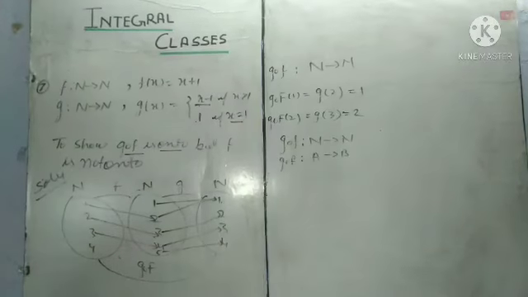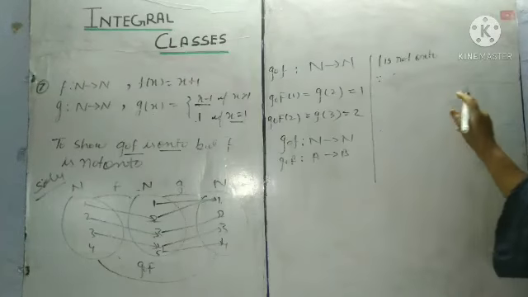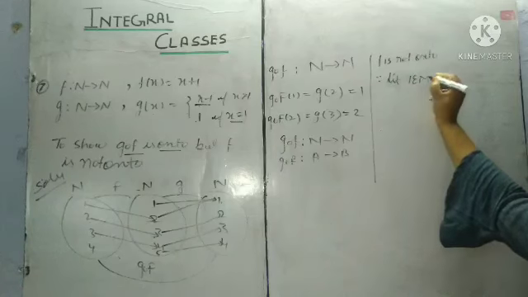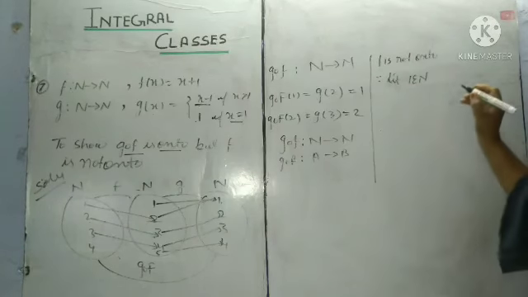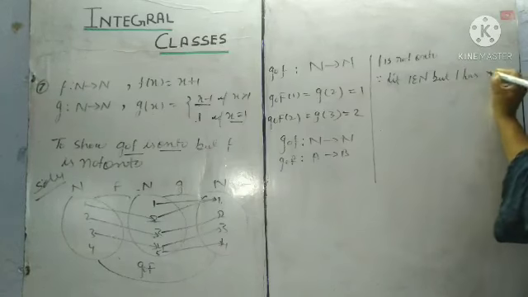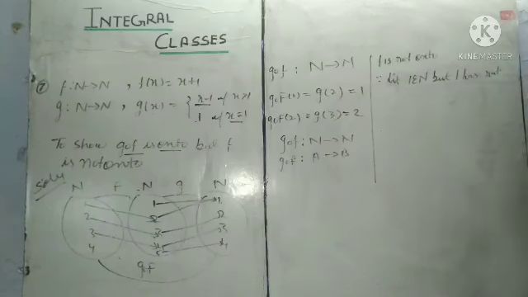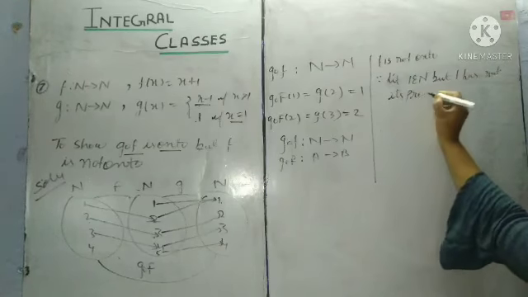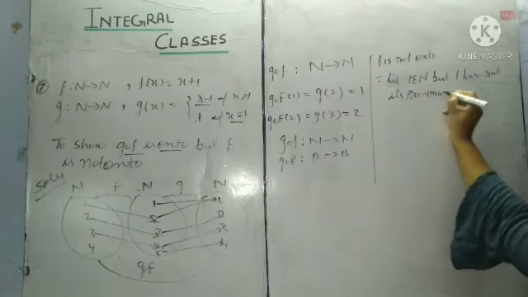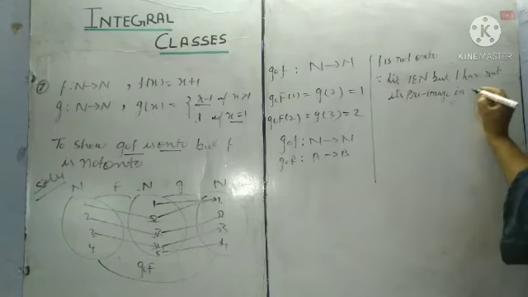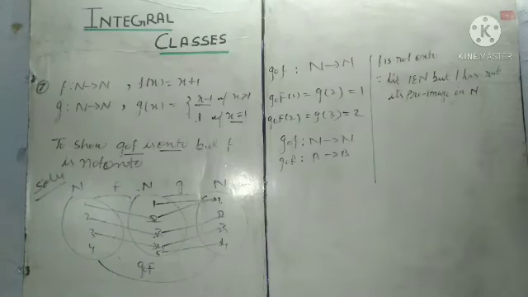Now we will explain here by algebraic method. f is not onto. Why? Because let one be an element of N, but one has not its pre-image in N.